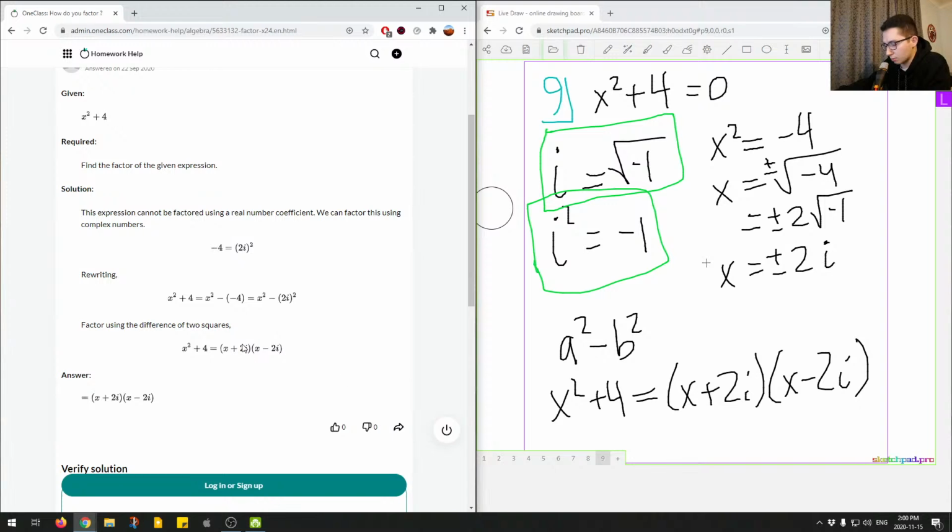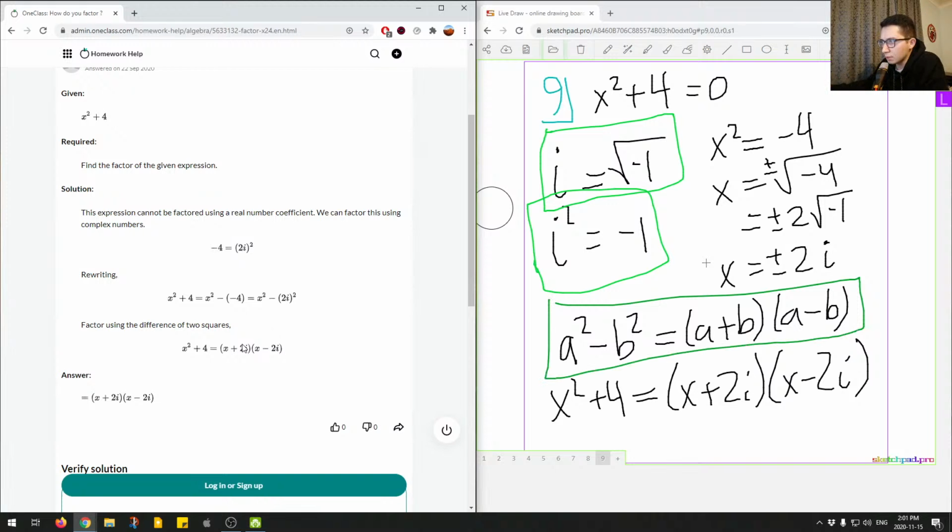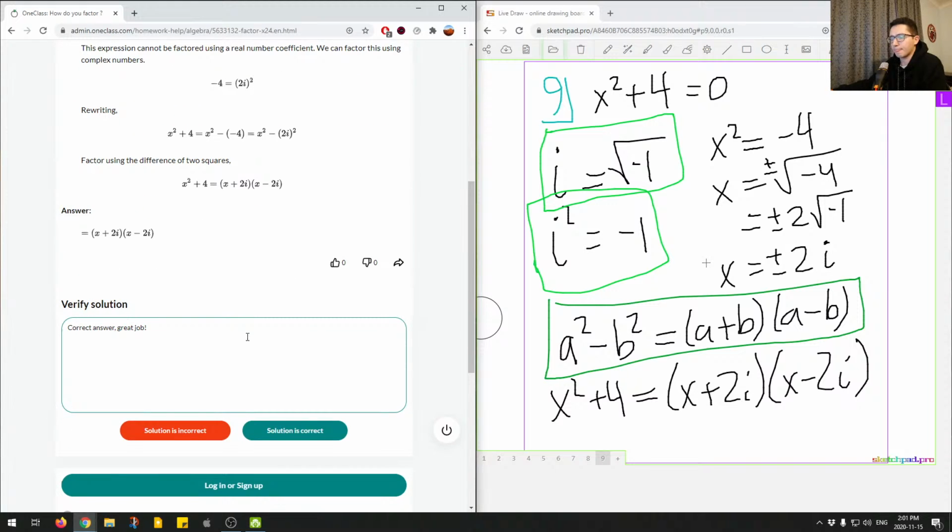We know the general expression down here is a squared minus b squared is a plus b times a minus b. So there's another important formula to know. Just this right here. So a difference of squares you can factor out like that, and that simplifies things a little further. And we'll mark this as correct and move on to question number 10.